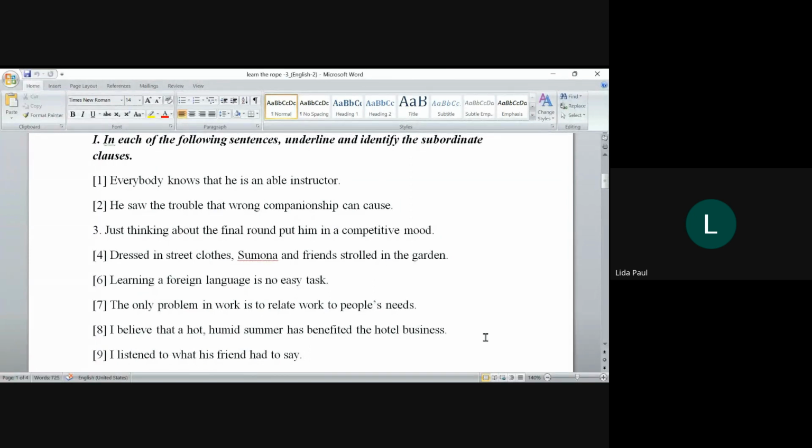If you say he is an able instructor as my subordinate clause, then it is wrong, right? Because look at that sentence. If that is the subordinate clause, then it is not. He is an able instructor is a full sentence. It gives you full meaning. It has a subject, it has a verb, and it's also giving you full meaning. But that's not the case, right? What makes it a subordinate clause is the presence of the word that. Now, what is that? That is a subordinating conjunction.